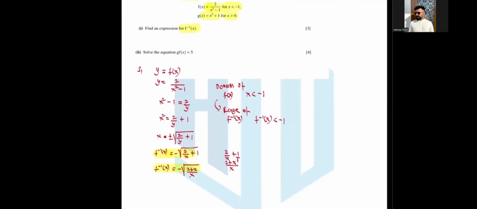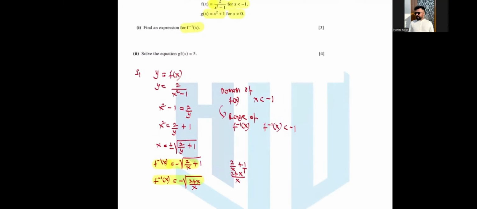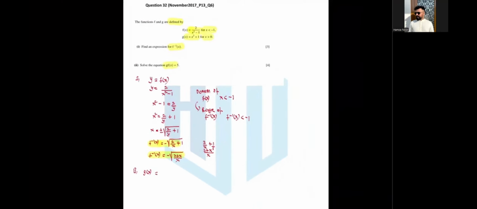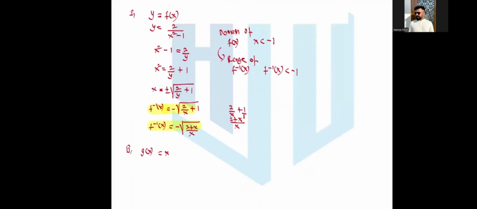All right, so now let's move on to part 2. The requirement is to solve the equation g of f(x) is equal to 5. First of all, we need to find the composite function g of f(x). As we know, the g(x) function is given to us as x squared plus 1. Now the input of the g(x) function will be f(x) itself, so the input for the g function will become f(x) itself, meaning f(x) whole squared and then plus 1.